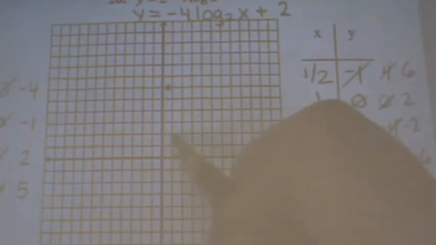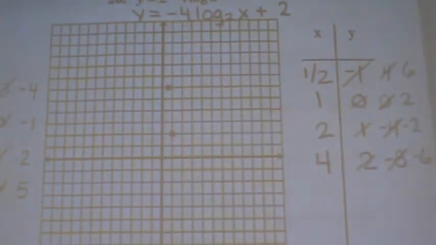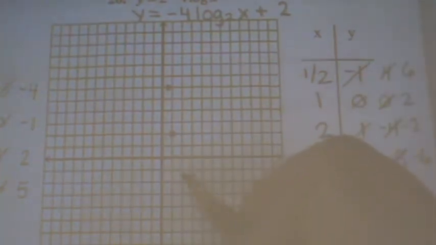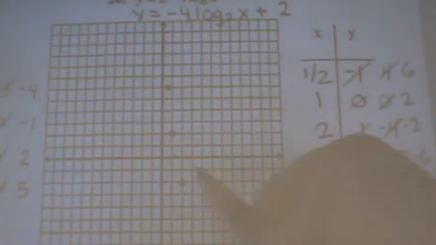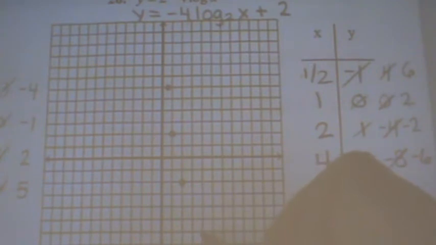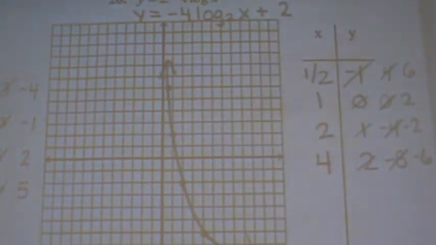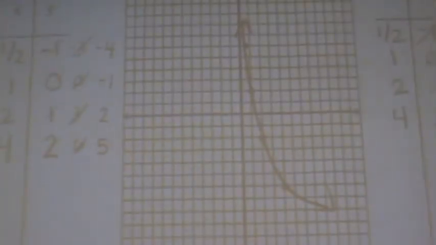Over 1 at up 2. Over 2 down 2, 1, 2, and over 4 down 6. Now, did you see a number in parentheses? I didn't. So you're not going to change your domain. It's going to be x is greater than 0 still, and all real numbers is your y value. Okay?